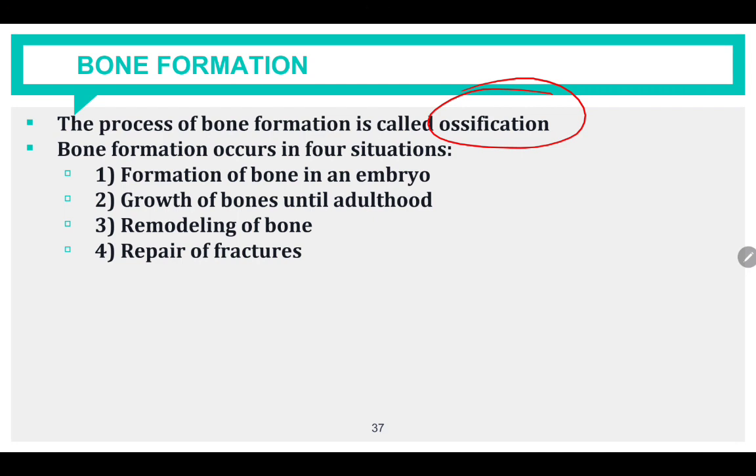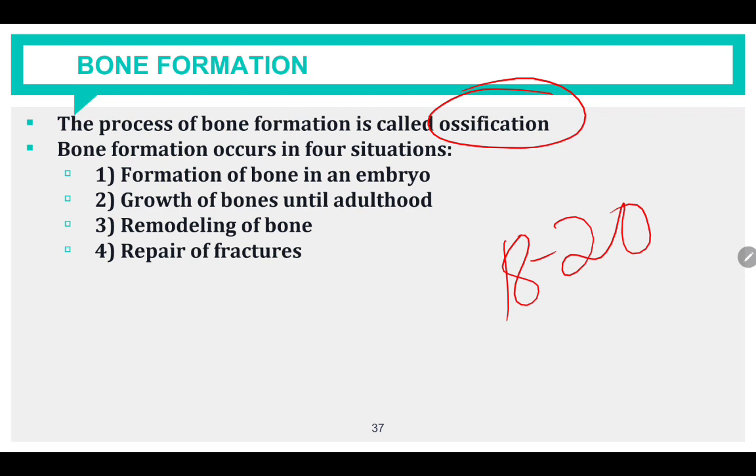So, like I said in our previous lecture, your hyaline cartilage will be replaced by blood vessels and bone matrices, di ba? That process is what we call ossification. We also have growth of bones until adulthood. As we grow older, we get taller, stronger, di ba? Usually, nag-stop ang paglaki ng ating mga bone, or yung pangtangkad ng tao, at the age of 18 to 20. So, kung anong height mo ngayon, kung 21 ka na, yan na talaga siya.